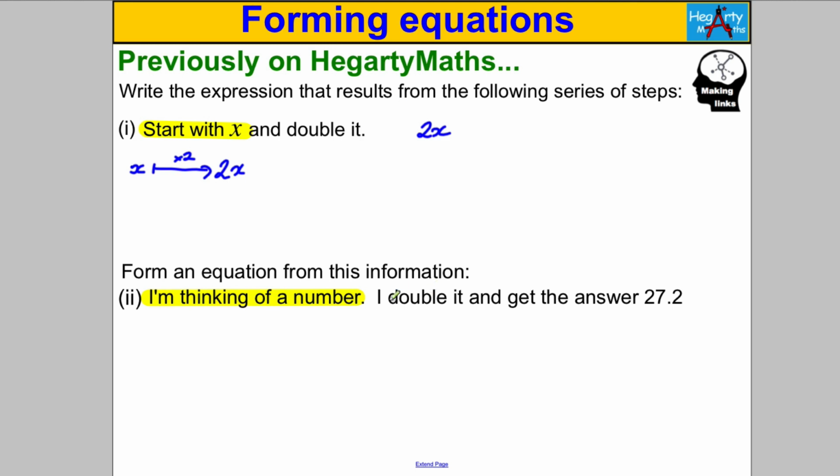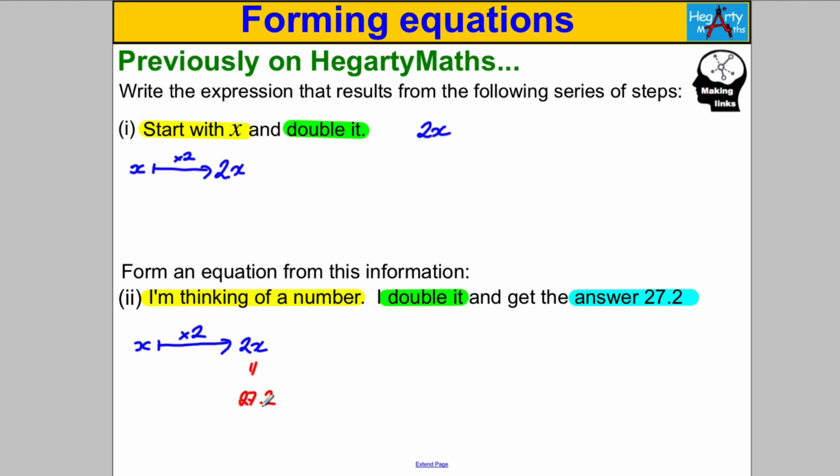Then we were told to double that number, which we did above as well. And this is where the difference comes in. We are told what you get as a result of thinking of a number and doubling it: you get the answer 27.2. So it's very similar to what we've done above. We thought of a number, i.e. start with x. We doubled it, so we multiplied it by 2 and get 2x. The only thing is now we know that this 2x is 27.2. So I'm just going to say that's equal to 27.2.